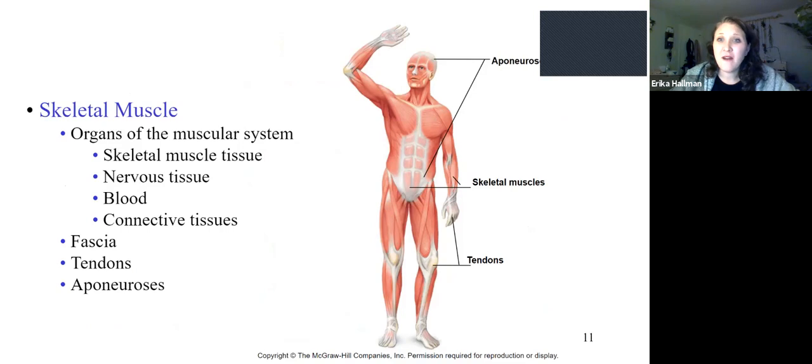They're going to be vascularized with blood and blood vessels. And then they're going to have different connective tissues that help organize them and keep them aligned. There are 3 main types of connective tissues we'll talk about. We'll talk about fascia a lot.